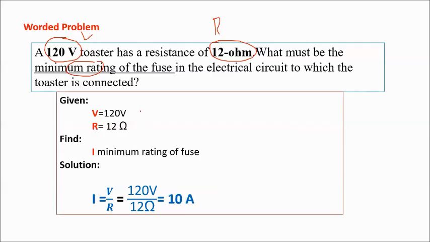Now, since V and R are given, find I. Ohm's law formula, V is equal to IR, therefore I is equal to V over R. The next thing to do is to substitute the given quantities V and R and use your calculator. The answer for I is 10 amperes. Meaning, the minimum rating of the fuse to be used when 120 volt toaster is connected on it is 10A.